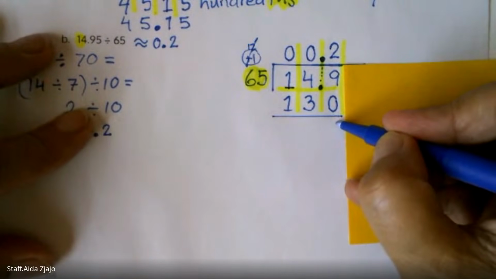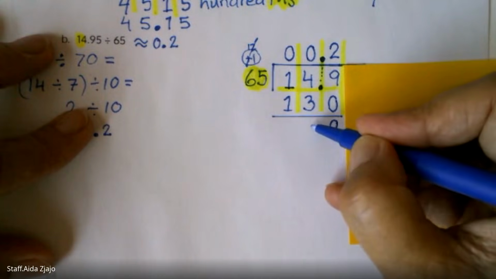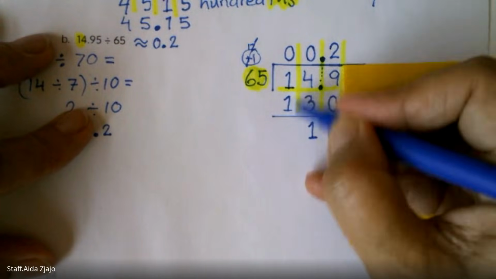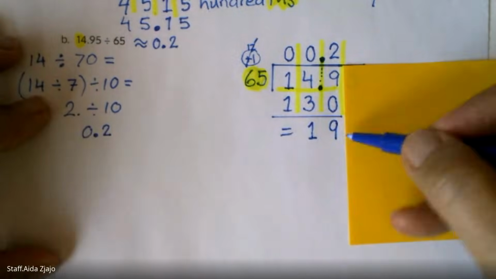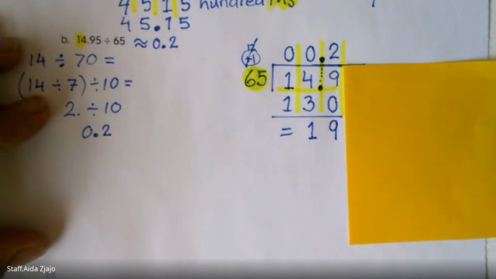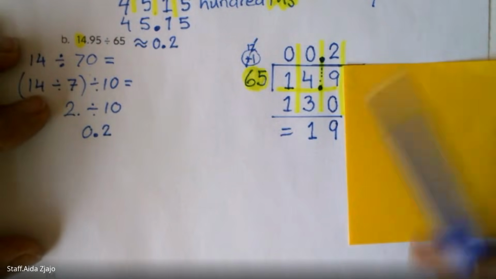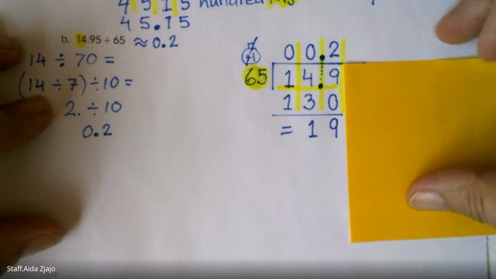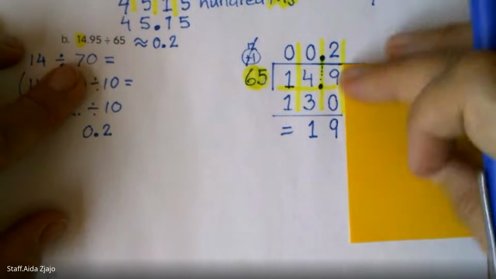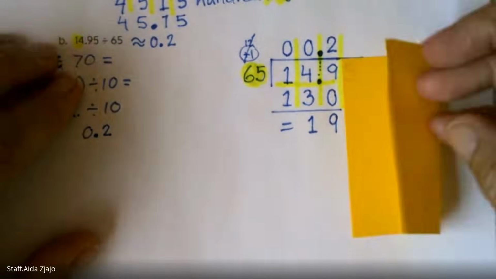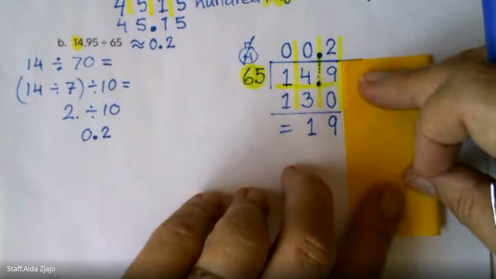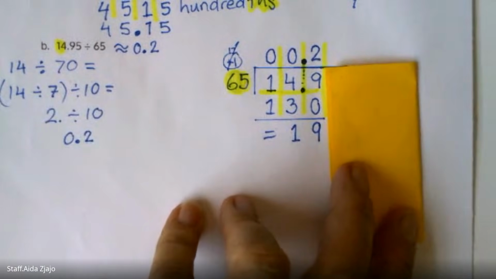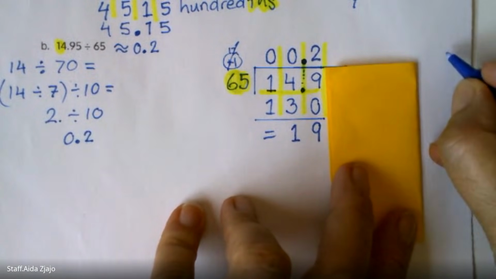9 minus 0 is 9. 4 minus 3 is 1. And 1 minus... so there is 19 leftovers, or remainders. But we're not done yet because we need to bring down the last number. But before that, we're going to check, did we guess correctly? Because sometimes we are not good at guessing.